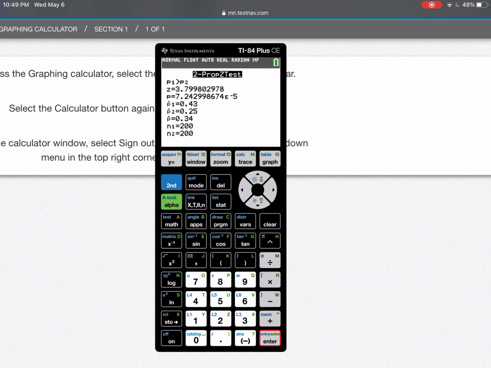You can see up at the top, it gives you the z-score. It gives you the p-value, which it notes as p. I usually write it down as p-value. It gives you p-hat1, p-hat2. Where it just says p-hat, that's your pooled proportion, so your calculator will actually give you that as well. And then it'll give you back the two sample sizes.